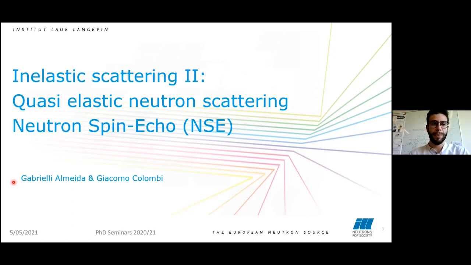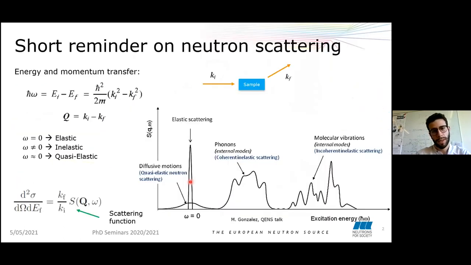Today, I will speak about the second part of inelastic scattering, in particular about quasi-elastic neutron scattering and neutron spin echo. As a short reminder, we have seen many times, but we are considering a sample, a neutron beam, and the energy and momentum transfer are ħω and Q.